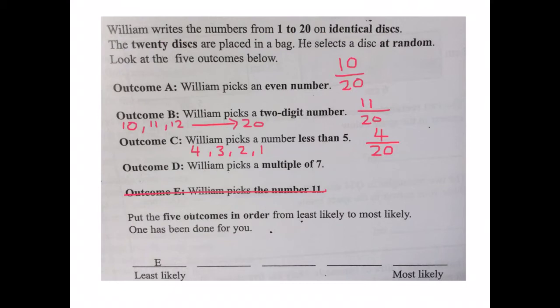And outcome D, William picks a multiple of 7. So a multiple of 7, meaning they're in the 7 times tables. So 7, 14, 21, and we've already gone too far because we only go up to 20. So there are 2 of them. So of the 20 numbers, 2 of them are multiples of 7.